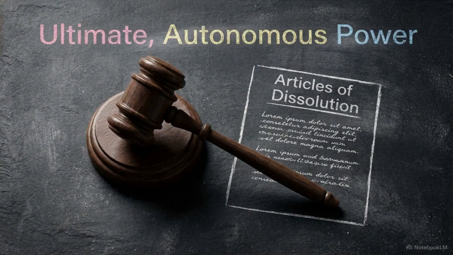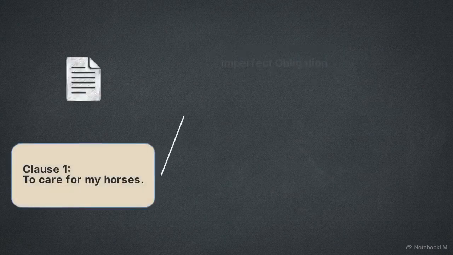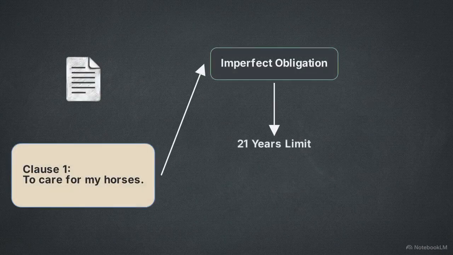A gift to an unincorporated association only survives if local members possess the ultimate autonomous power to dissolve the entity and divide the money tomorrow. Let's return to our exam problem and apply the algorithm to the testator's 3 clauses. Clause 1, caring for horses. This is classified as a trust of imperfect obligation, governed by the Pettingall exception.